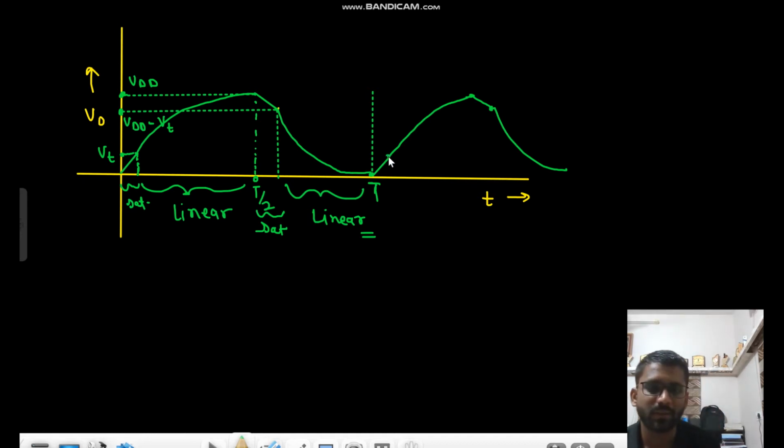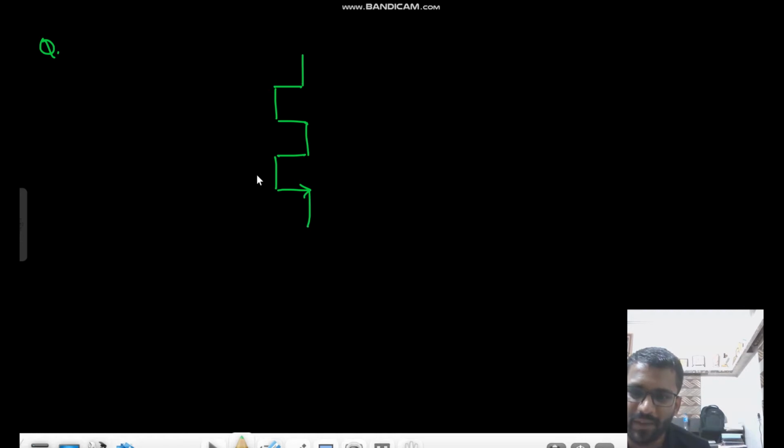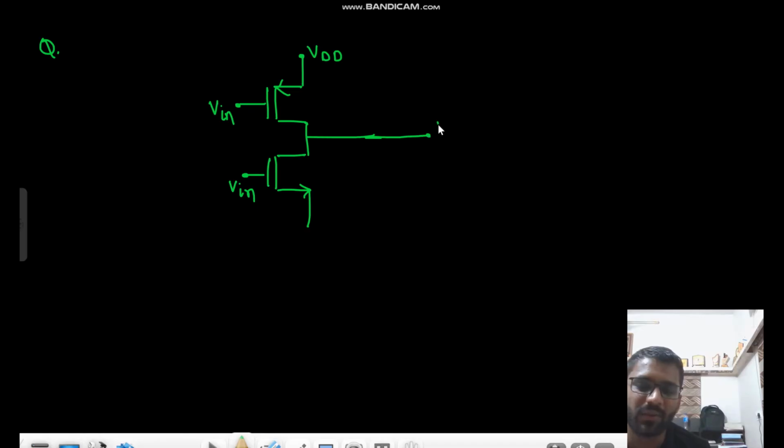Okay, so now you have understood this concept, and there can be a few more questions. Okay, so what they can do is that I will add on these questions. What they can do is that they will make the same CMOS inverter. This is V in, VDD. This is also V in. Okay, I am just making it separately, nothing else. This is your V out.